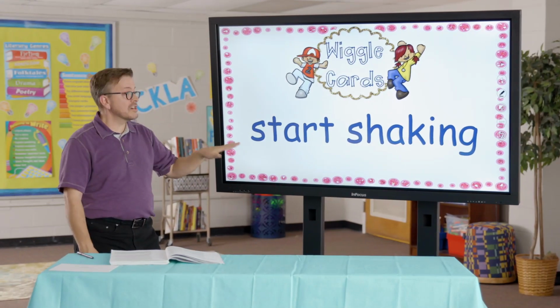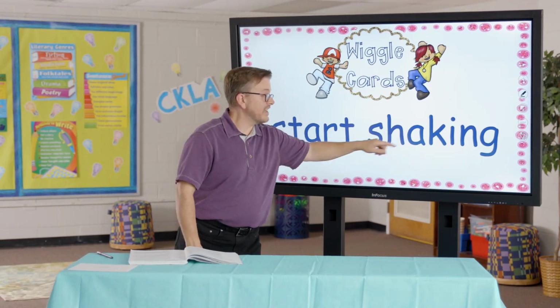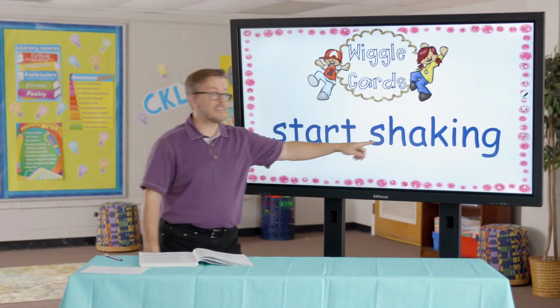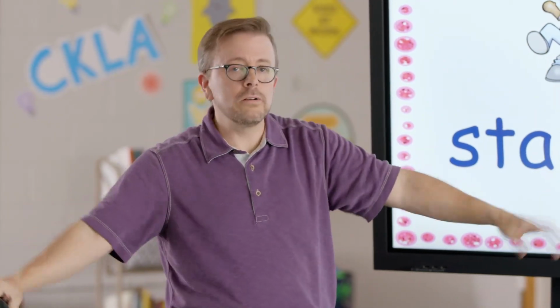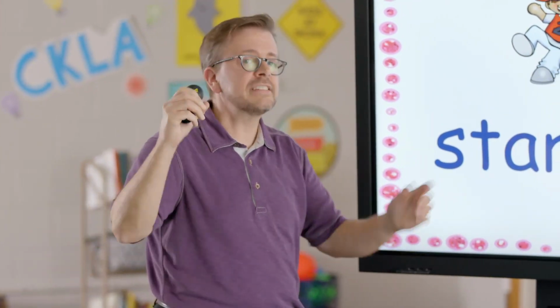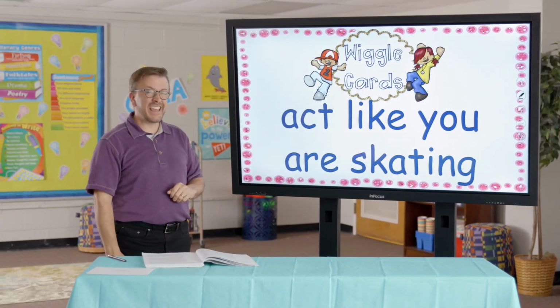All right, so start shaking. So notice we have an R-controlled A here, and we have that long A there where we dropped the E and added ing. So we're shaking. You might even just kind of wiggle, wiggle, wiggle, and stop. And so now let's see. Oh, act like you're skating.